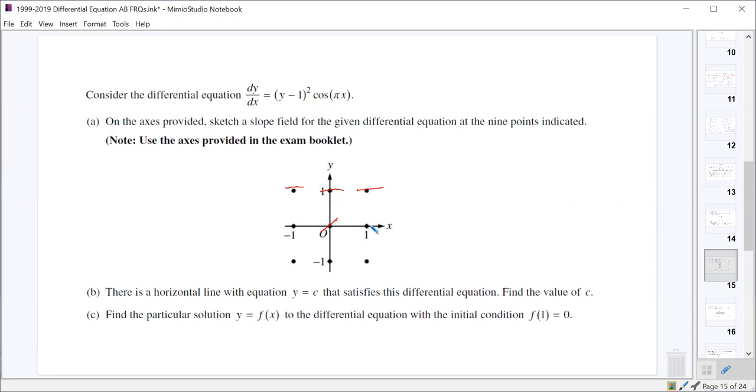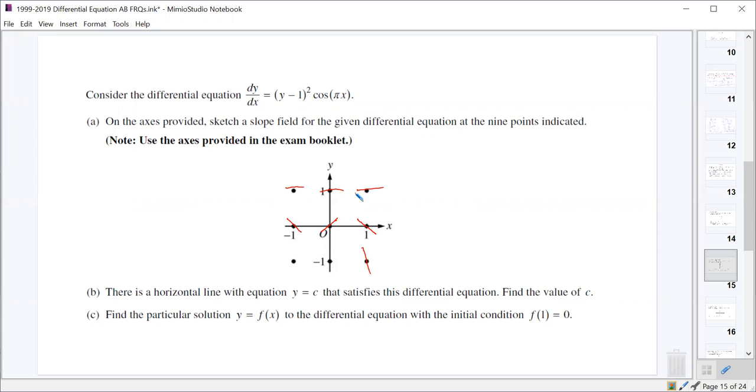x equals 1, y equals 0. We've got the cosine of pi, which is negative 1. And then we've got negative 1 squared, which is positive 1. So we'll have a negative 1 there. At negative 1, 0, we're going to have a 1 from this first term. And then cosine of negative pi is also negative 1. So that ought to be a negative 1. And then we'll plug in 1, negative 1. That should be the cosine of pi. And then it should be negative 1 minus 1, so negative 2 squared. So 4 times negative 1, and negative 4.